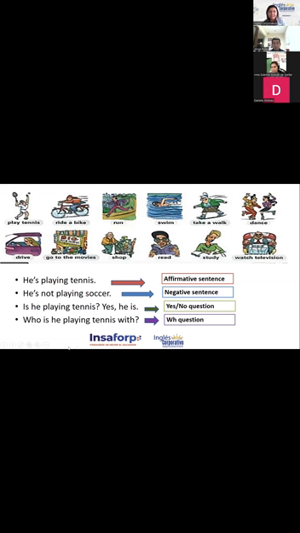So let's please write affirmative sentence, negative sentence, yes, no question, and WH question with each of them. Ride a bike, run, swim, take a walk, dance, drive, go to movies, shop, read and study, and watch television. Let's work. You have 15 minutes to work on this exercise.